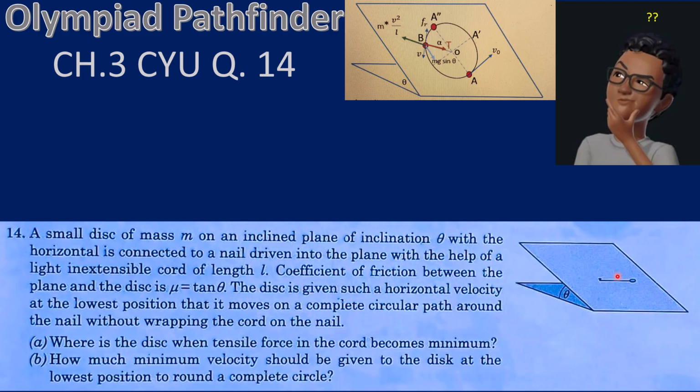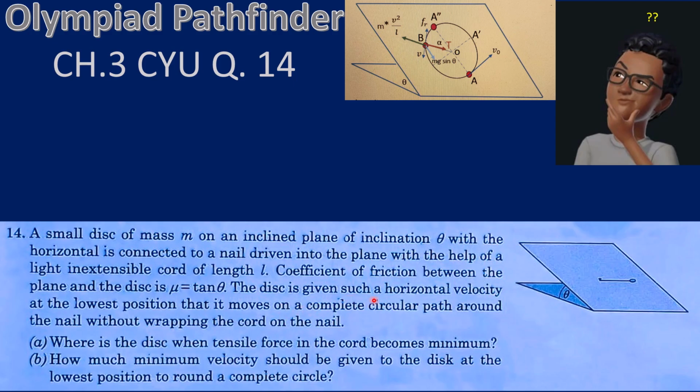The cord length is L and the mass of this disk is m. The coefficient of friction between the plane and the disk is mu equal to tan theta. So this surface is not frictionless. It has friction, and that friction coefficient is mu equal to tan theta.